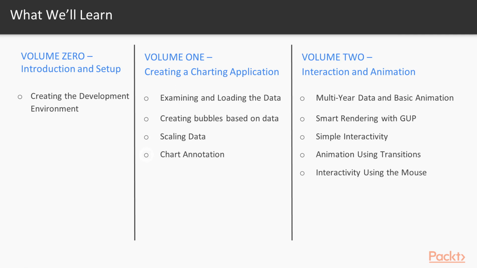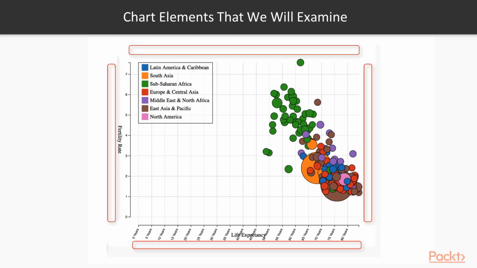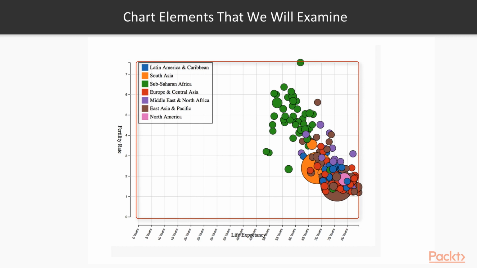Then we'll look at creating annotations. This involves adding descriptive information to the presentation so that users can understand what they're looking at. This will include creating axes, putting labels on those axes, adding text to the chart, and adding titles. It will also include adding a legend and grid lines, and finally rotating x-axis labels.